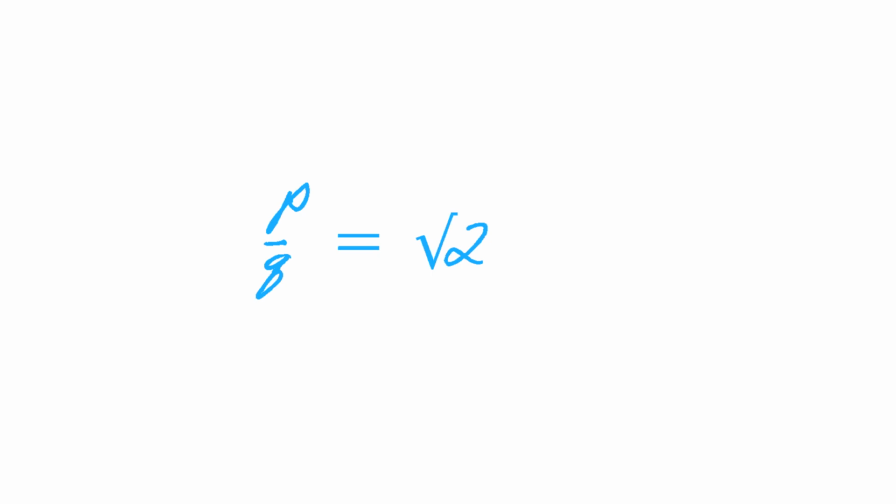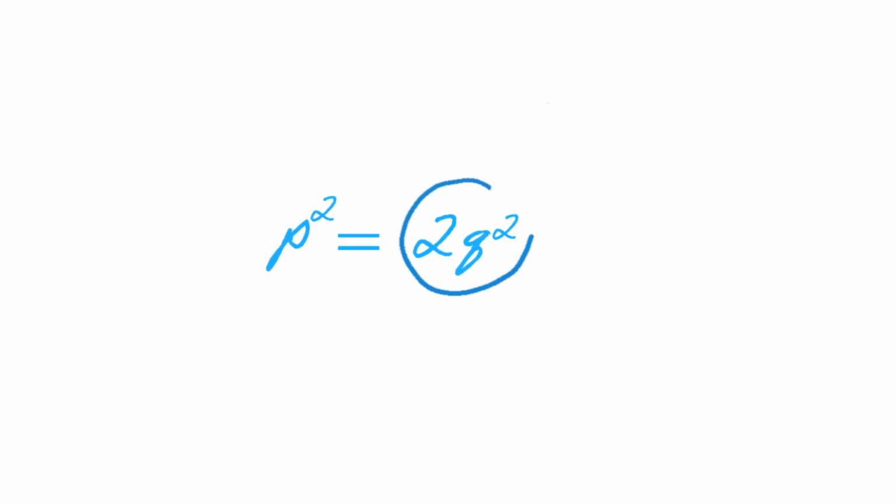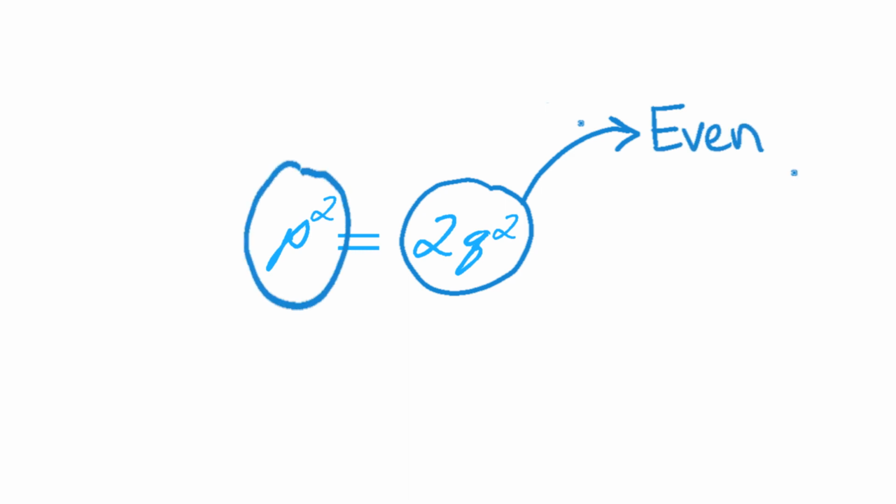This is something that's not too easy to work with, so let's get rid of that square root by squaring both sides. So now we have (p over q) squared equals the square root of 2 squared, which means that p squared over q squared equals 2. Multiplying through by q squared, we get p squared equals 2 times q squared. 2q squared is even since it's 2 times an integer. This means that p squared is even.